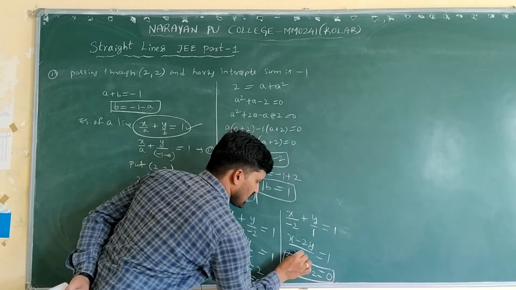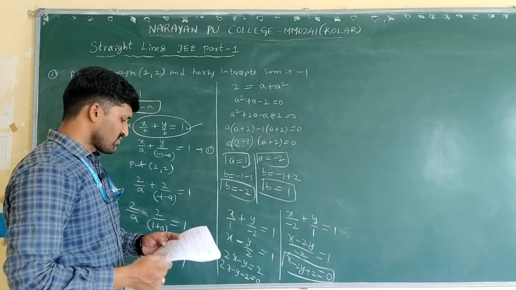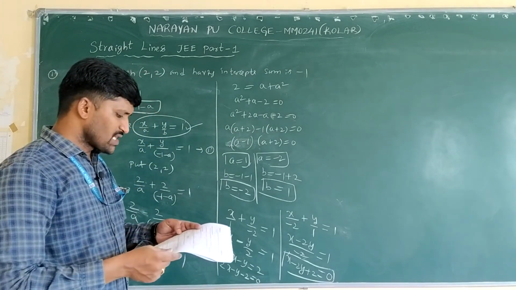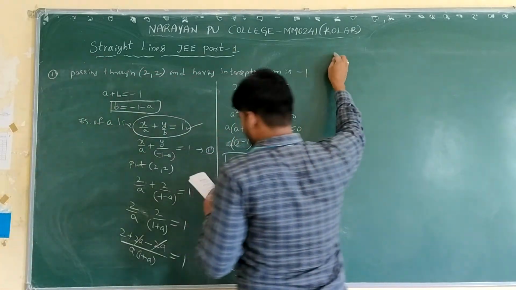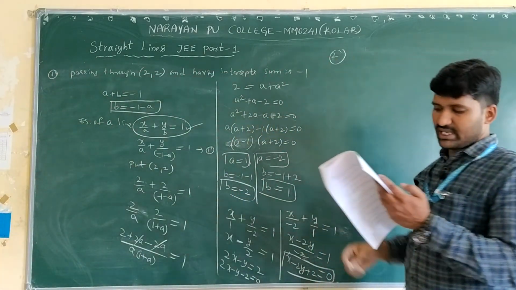Now these two are the equations of the lines: 2x minus y minus 2 equal to 0, and x minus 2y plus 2 equal to 0. As for this, option 3 is the correct one. Okay. Next. Coming to the second one.